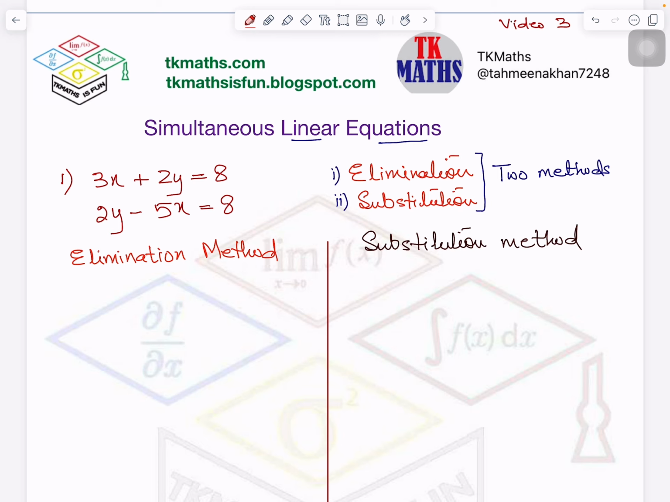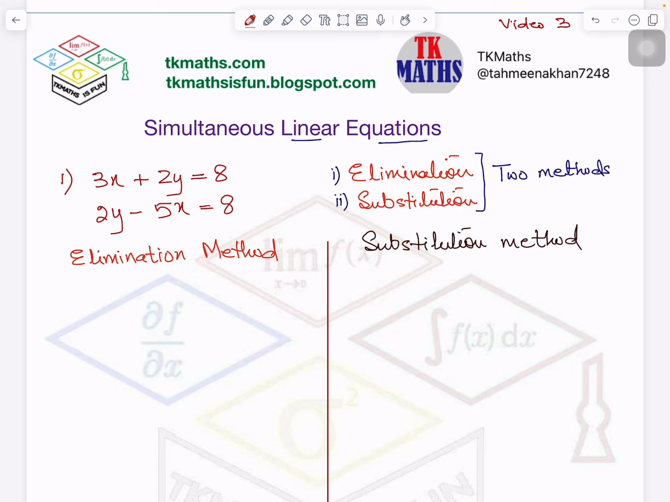In today's video, which is video number 3, we will continue solving simultaneous linear equations. But in this video, we are taking questions in which the coefficients are not the same, and you can see it here in the example I have taken for you. So if you see, 3x plus 2y equals 8 and 2y minus 5x equals 8. Now you have to solve these equations.